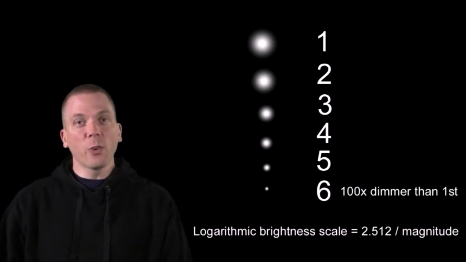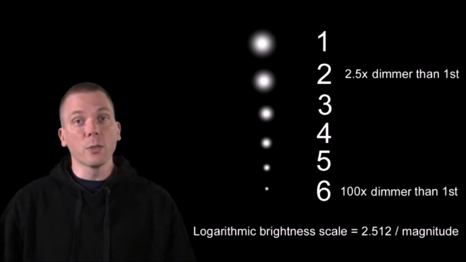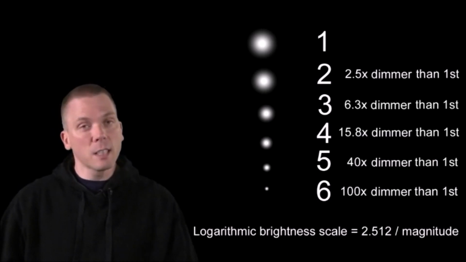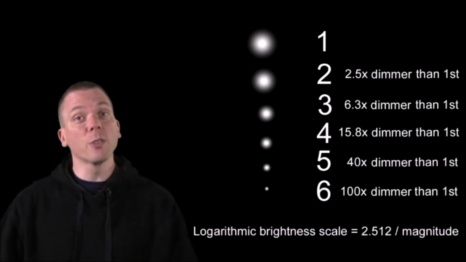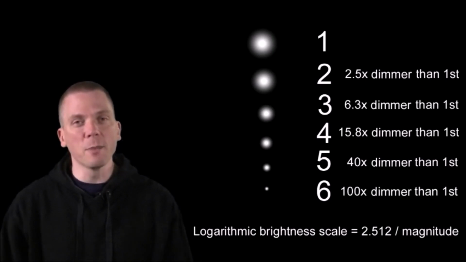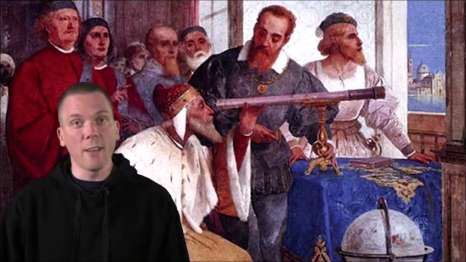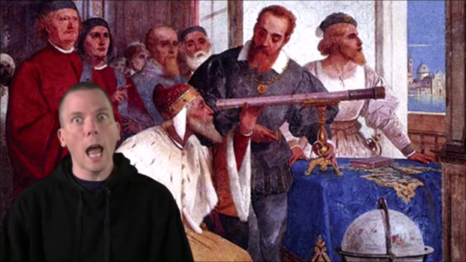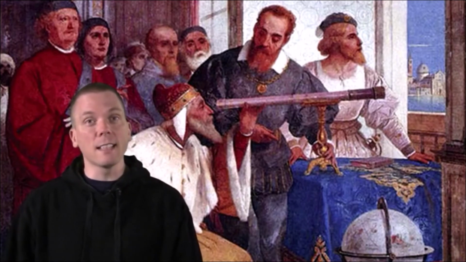It also allows for a fairly easy way to determine other brightness differences. The difference from 1st to 3rd magnitude is 6.3 times, 1st to 4th 15.8, 1st to 5th about 40 times. This worked just fine until Galileo turned a telescope towards the heavens and humans discovered there were a lot more stars out there than just the 1st through 6th magnitude ones that they could see with the naked eye. But what they did was just extrapolate that scale further.